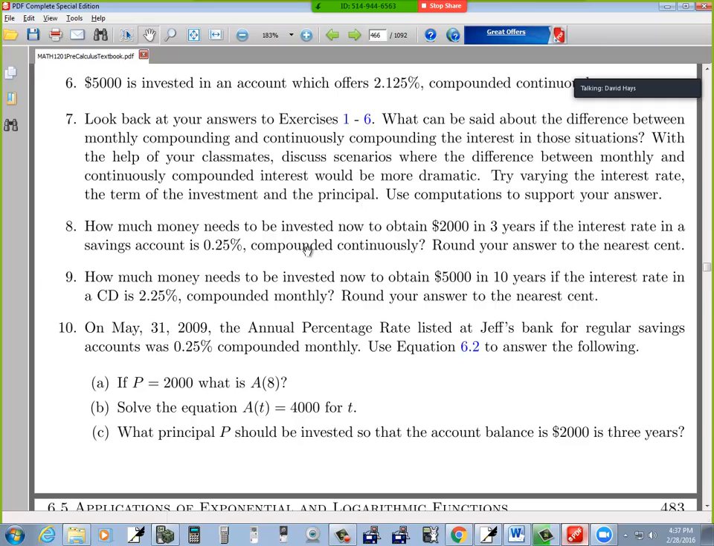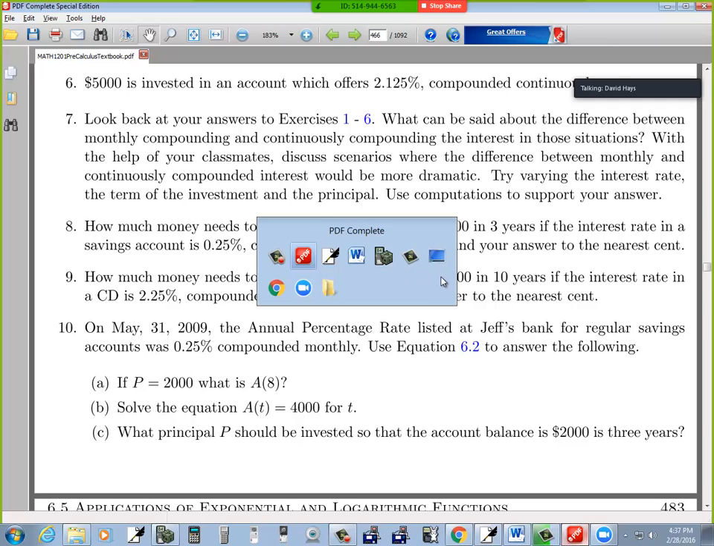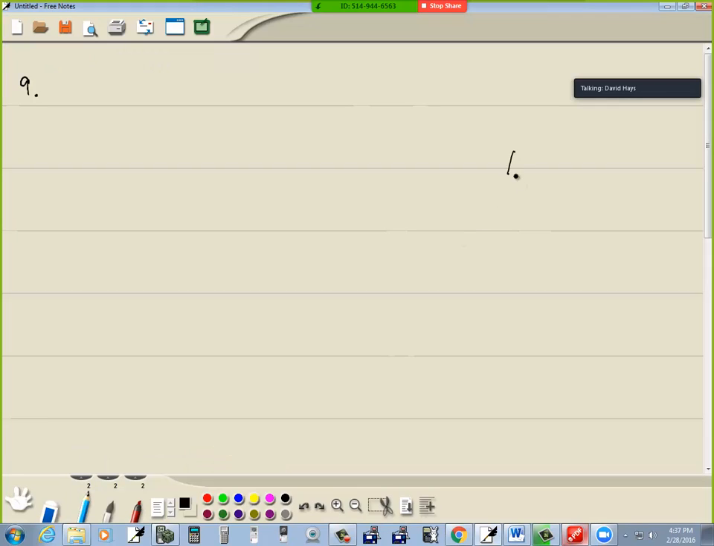Now, there are two types of formulas. If it says compounded continuously, it's A is equal to P e to the RT power. If it does not say continuous, then A is equal to P times (1 plus R over N) to the NT power.